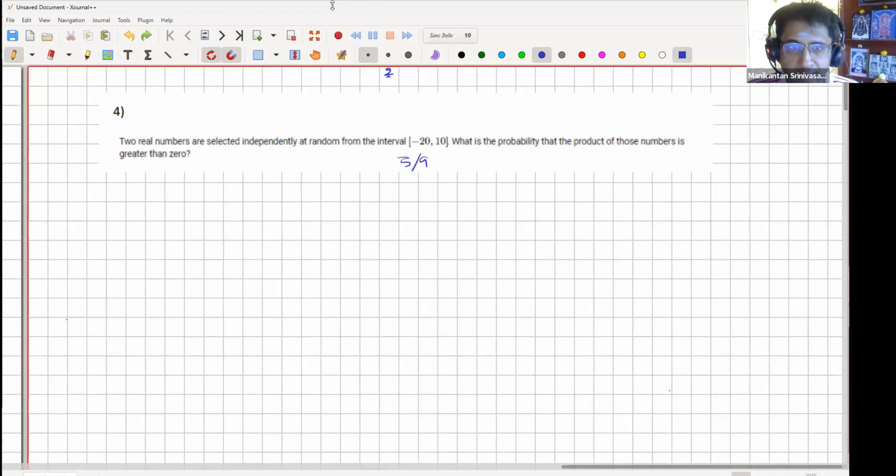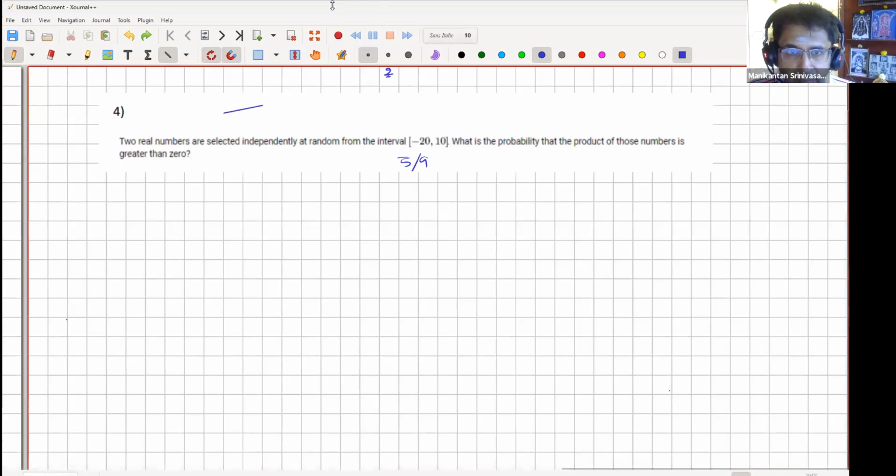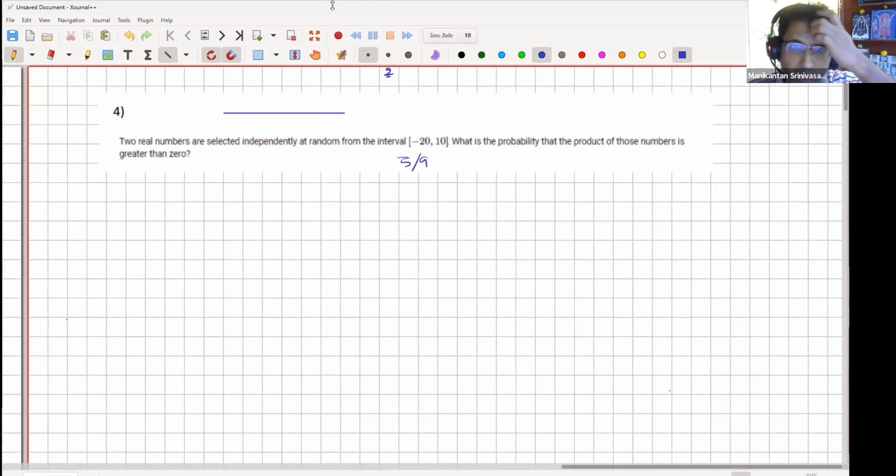So first of all, it says selected independently at random, right? So independently means, Ananya, do you think this is with replacement or without replacement? Without replacement. So why would it be without? Okay, all right. Let's go through your working. How did you arrive at 5/9? I'm not saying it's right or wrong, but how did you arrive at it?